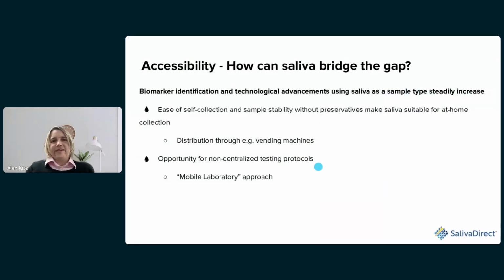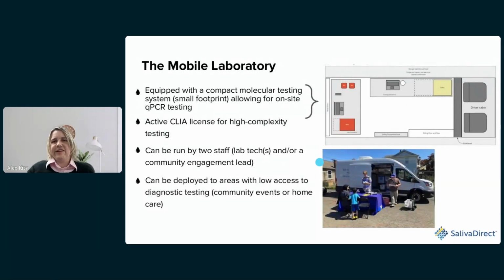The second point I want to mention is that saliva provides an opportunity for non-centralized testing protocols, which is something we and others explored using a mobile laboratory approach. And what that looks like is shown here. Essentially, it is a small cargo van that is equipped with PCR equipment. We have a blueprint of the layout on top here. So there is a space for small footprint PCR machines that allow for on-site testing, as well as a small liquid handler that can aid in sample preparation.